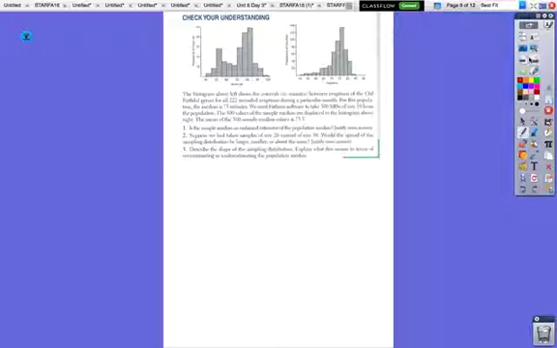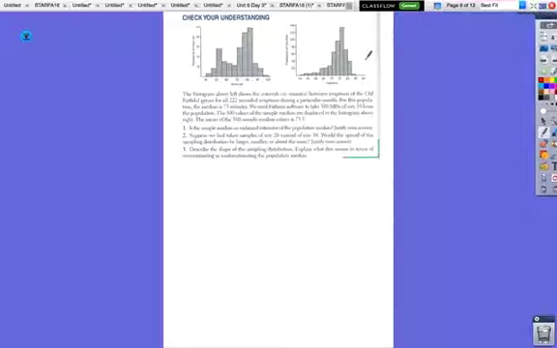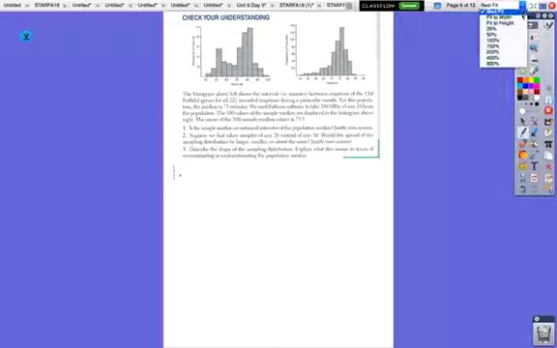We use Fathom software to take 500 simple random samples of size 10 from the population. The 500 values of the sample median are displayed in the histogram above right. So, the 500 values of sample median are here. The mean of the 500 sample median values is 73.5. Number 1 asks, is the sample median an unbiased estimator of the population median? Justify your answer.